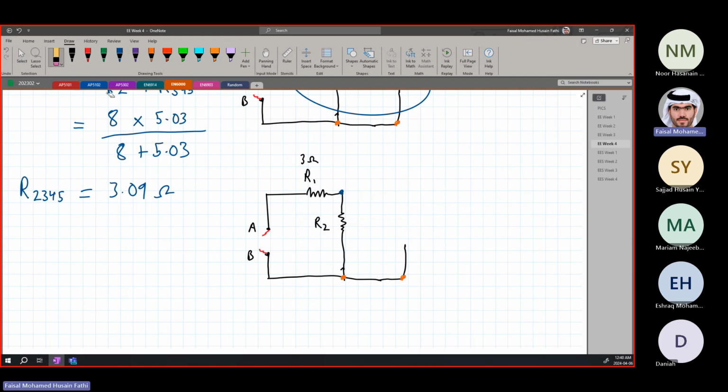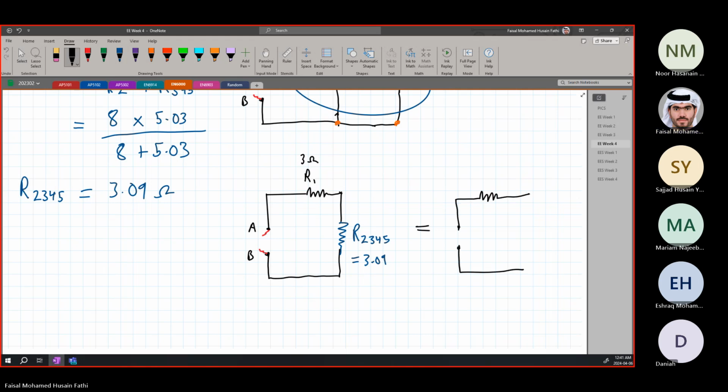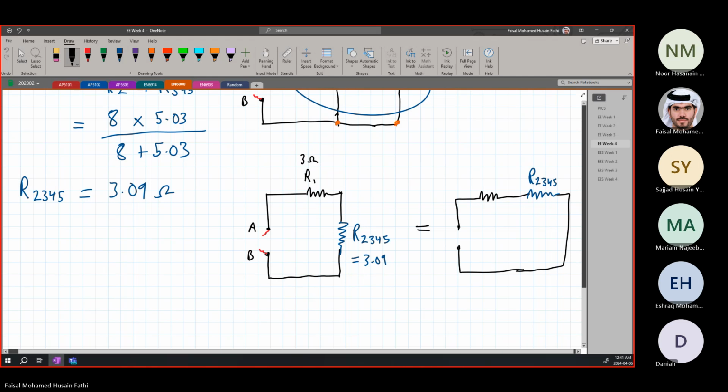Now, if we want to redraw the circuit again, so we simplified these two. Good. Now we have the resistor R2345, which is equal to 3.09, or we could redraw it this way too, which is not wrong, where this is R2345 and this is R1, A and B. Okay, it's the same thing. Again, we're just moving around wires.